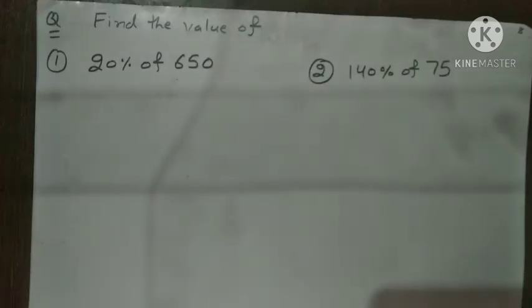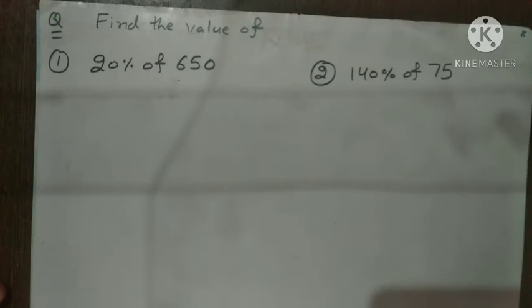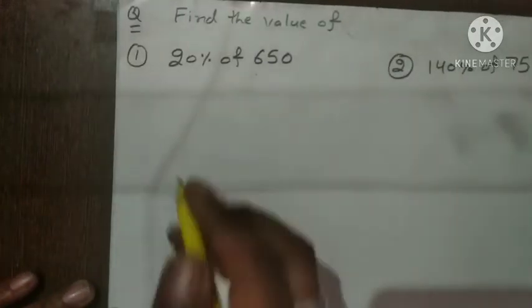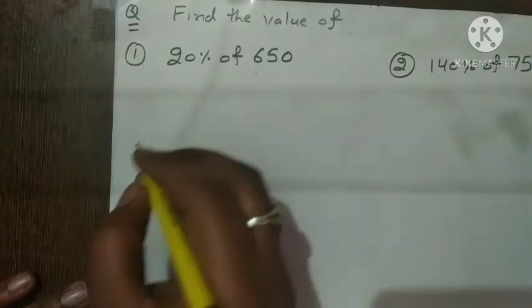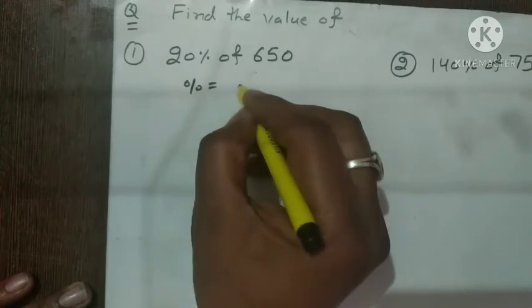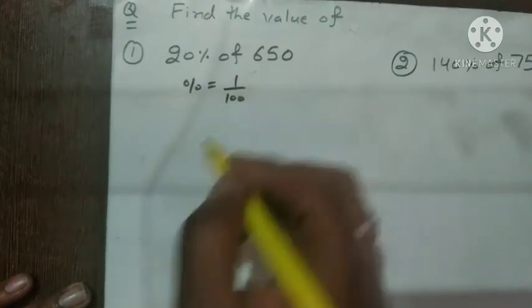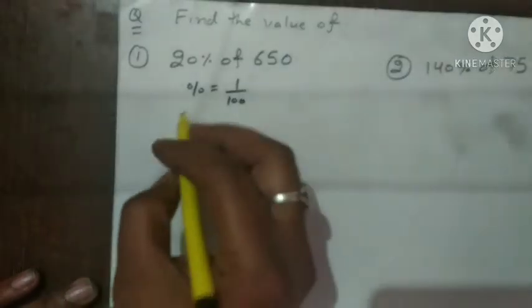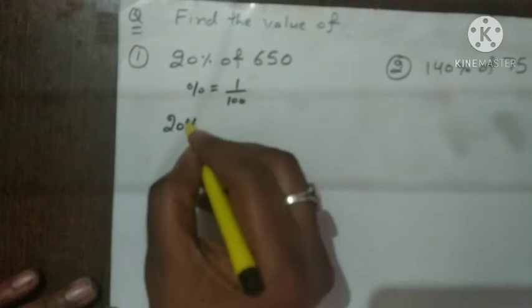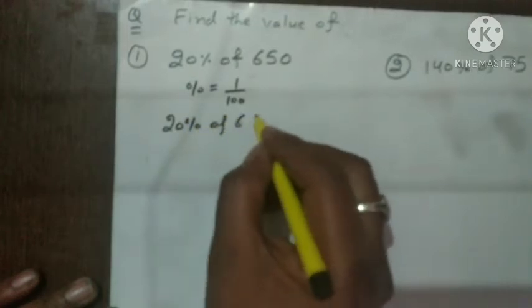Dear student, in this video we are going to evaluate the percentage of a given number. So let us see how we can do this. Our first question is 20% of 650. What is the meaning of percent? The meaning of percent is a fraction equal to 1 over 100. So our question is 20% of 650.